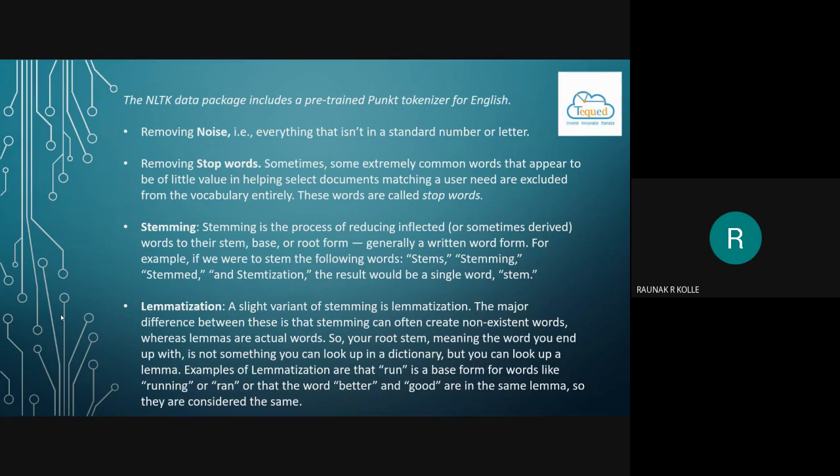Stemming. Stemming is the process of reducing inflected or sometimes derived words to their stem, base, or root form, generally a written word form. For example, if we were to stem the following words: stems, stemming, stemmed, stemmatization, the result would be a single word, stem.